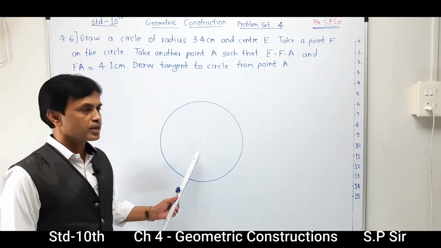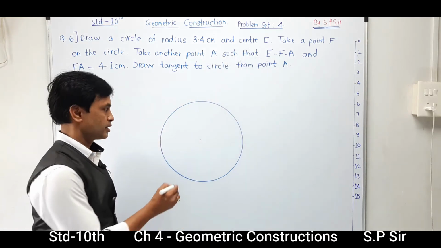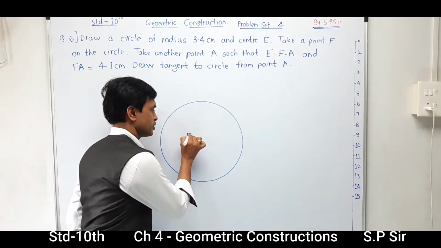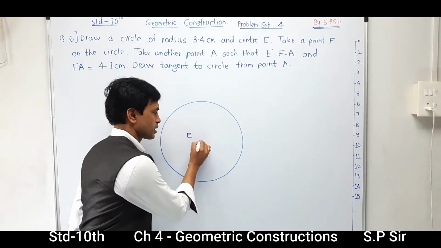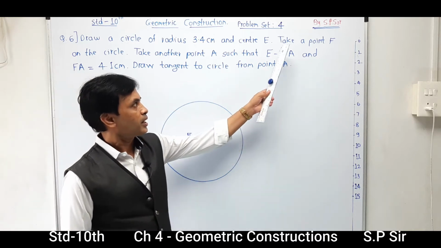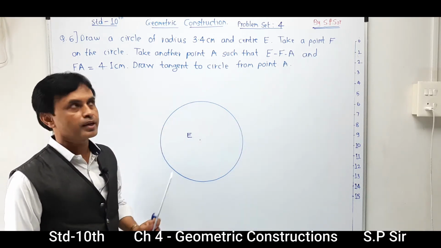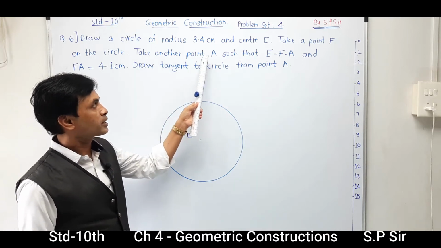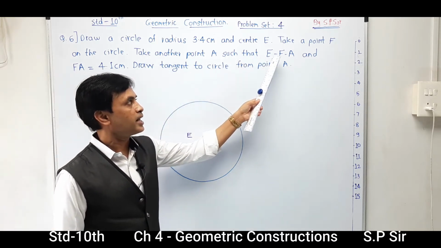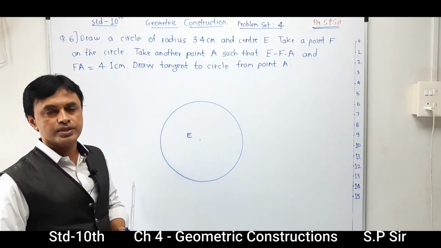Now as we have drawn a circle of radius 3.4 centimeter and center E, we are giving the center name as E over here. As per the next condition, take a point F on the circle. Take another point A such that E-F-A and FA is equal to 4.1 centimeter.